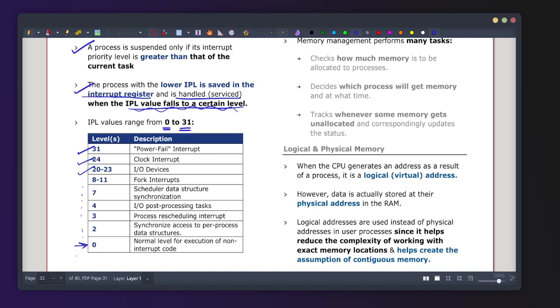That's what we mean when we say a process is only suspended if its priority level is greater than that of the current task. Normal processors are always 0, so any interrupt that comes along is greater than the current level. Therefore normal processors can be interrupted. If another process with a high level interrupt comes along, this interrupt is serviced while the current process is saved so that it can be restored once the interrupt is serviced.